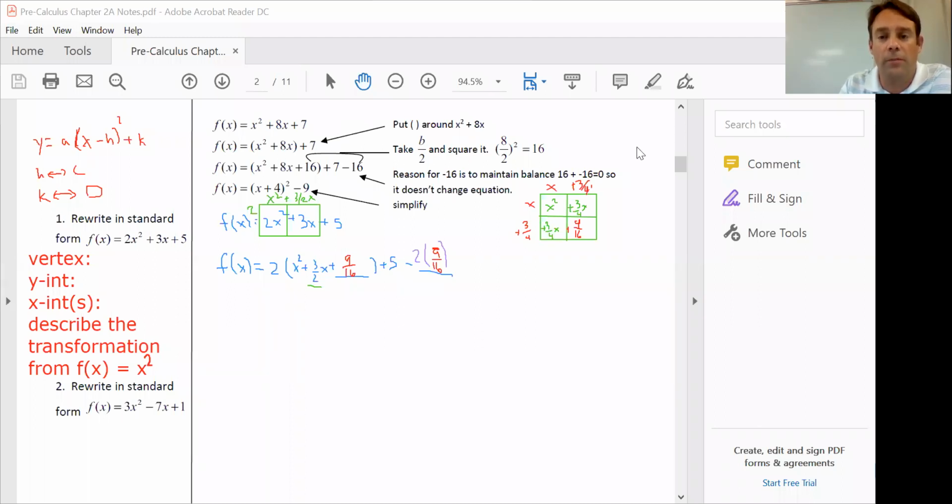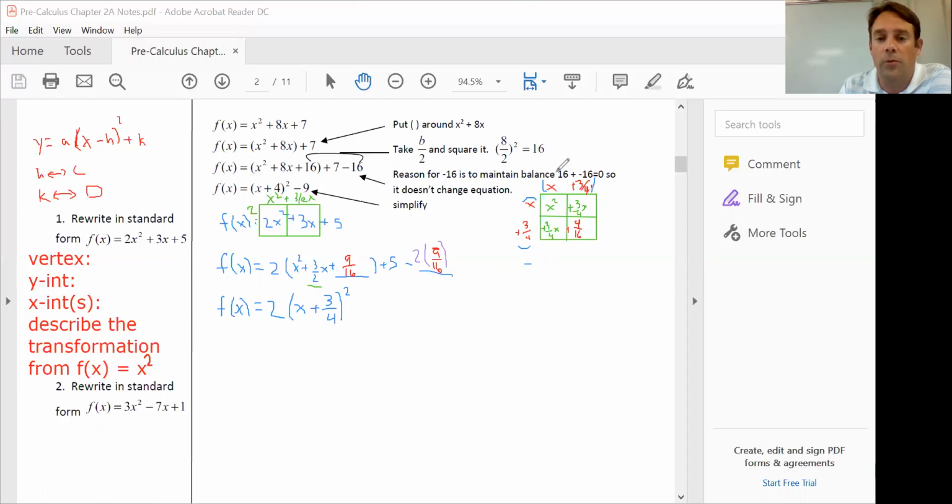All right, well, let's go back here then. f of x equals 2 times, and again, now we're looking for that perfect square trinomial. So here's our box, x plus 3/4, and then we have x plus 3/4, base times height. Well, x plus 3/4 squared. So 5 minus 2 times 9/16. So we've got to figure out what that's going to be now.